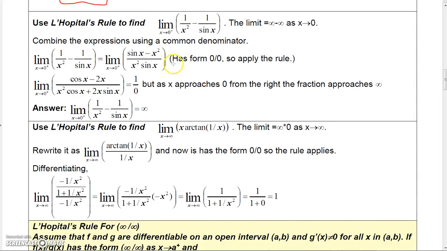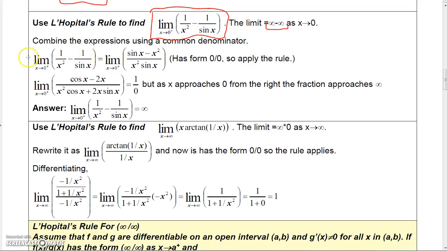Now, you can also use L'Hopital's rule in some cases where you have infinity minus infinity. Here, if you let x approach 0 from the right, then 1 over x squared is going to go to infinity, and 1 over sine x is going to go to infinity. So this limit would be of the indeterminate form infinity minus infinity as x approaches 0 from the right.